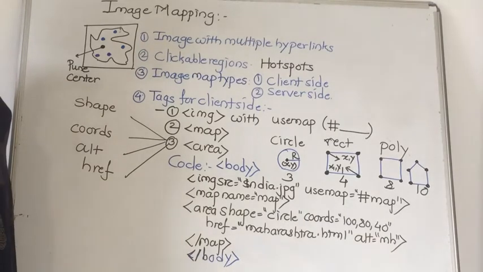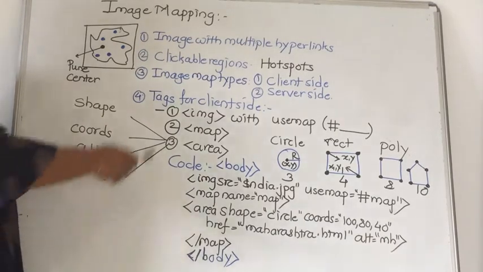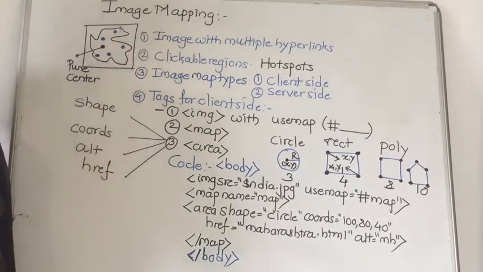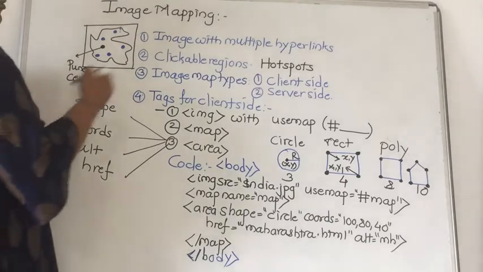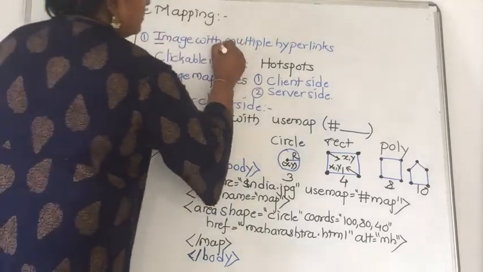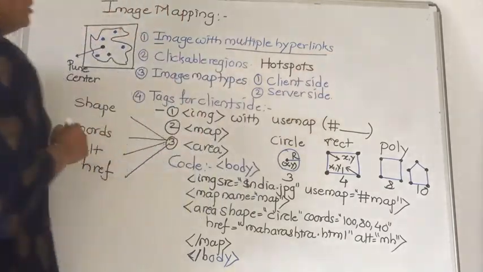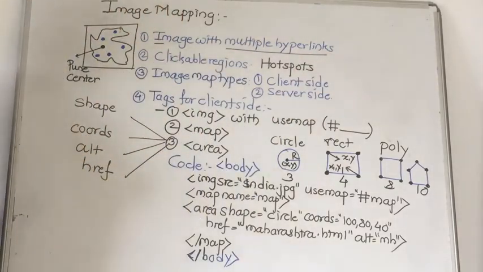Next, a very interesting concept we are going to learn is image mapping. Now what do you mean by image mapping? In a single sentence, if you want to explain image mapping: one image with multiple hyperlinks. So a single image with many hyperlinks on it is known as image mapping.